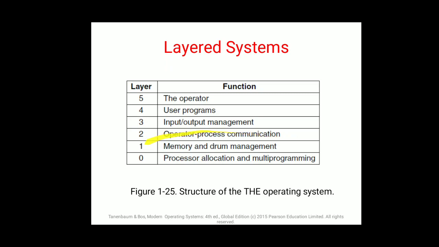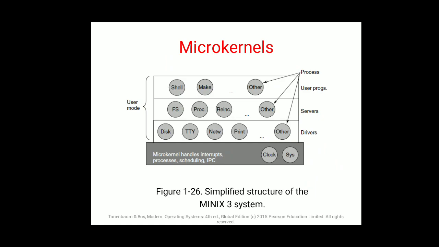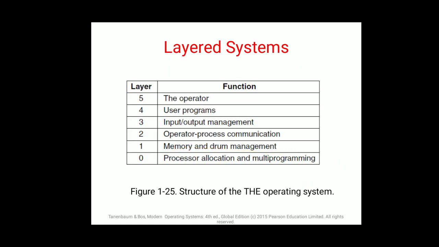When it gets connected with the input output devices through a process, it requires memory and RAM management, that is registers. After memory, the processor allocation and multiprogramming starts. That is the last layer, when programming is taken into consideration. So there will be the operator, user programs, input output management, operator process communication, memory and RAM management, and then processor allocation and multiprogramming.